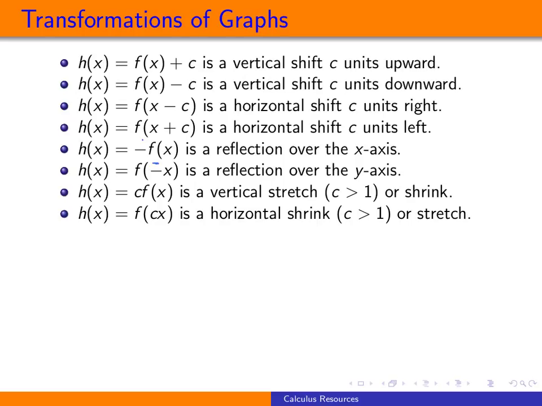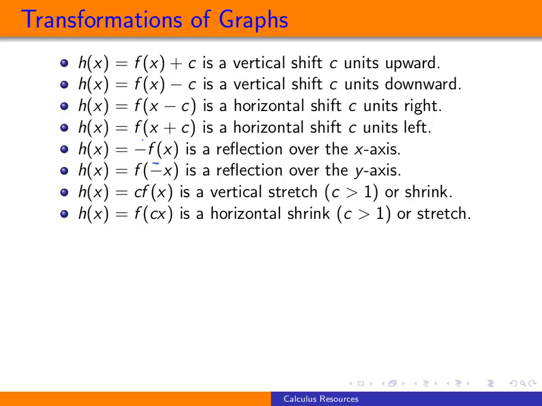Multiplying by a constant on the outside is a vertical stretch or shrink, depending upon the size of c. Changing the input to cx is going to be a horizontal shrink or stretch, once again depending upon the size of c. The intuition here is really to think about what quantity is being affected. Is the input being affected? That's going to change the x value positioning of your graph. Or is the output, the y value, being affected? That's going to change your graph vertically.